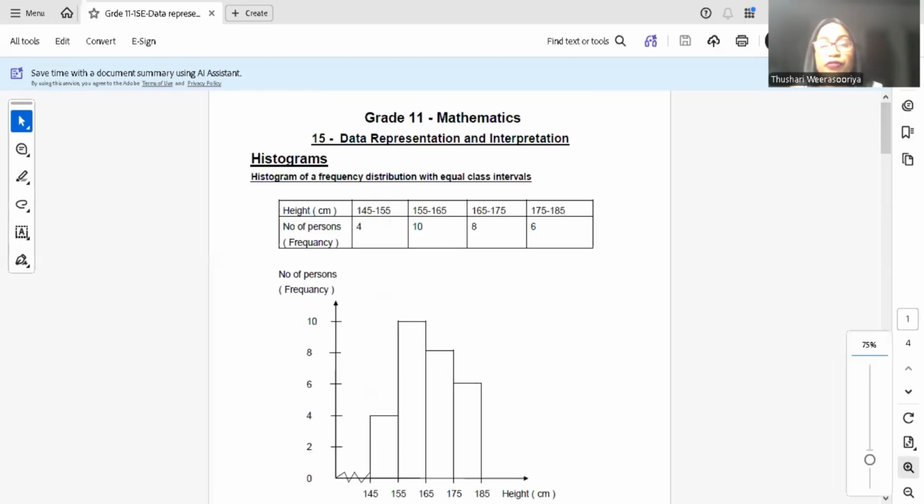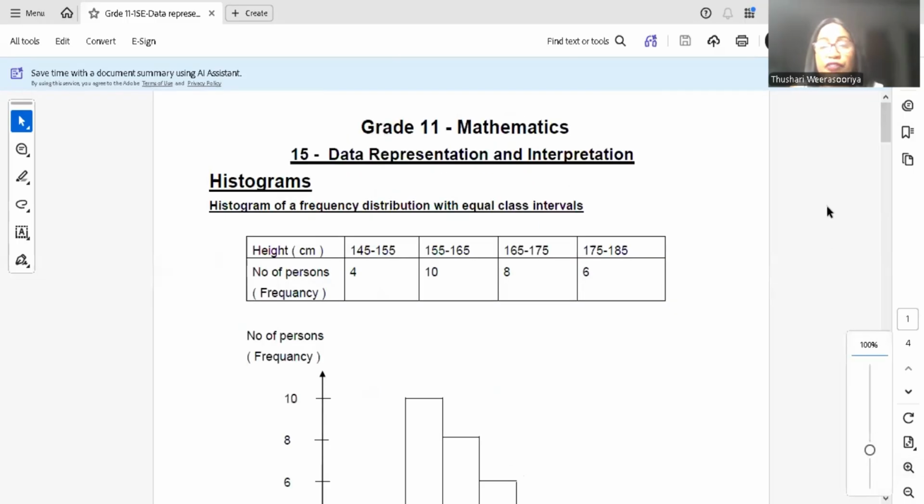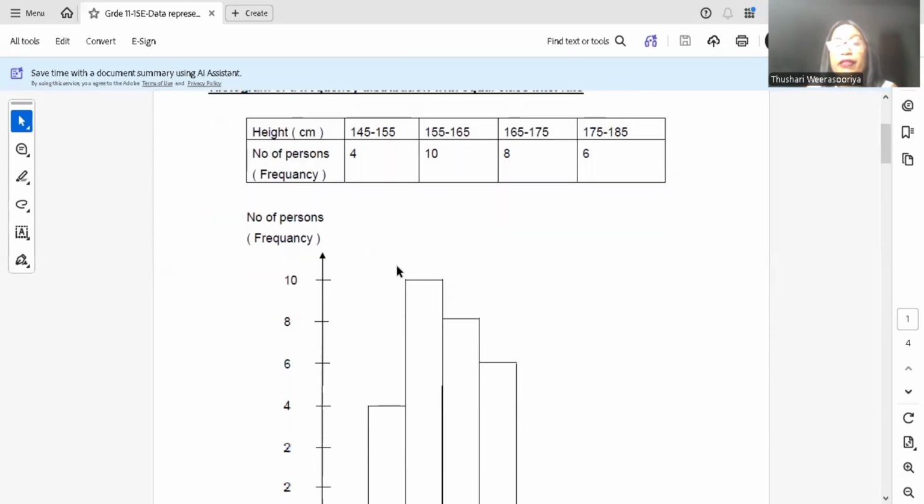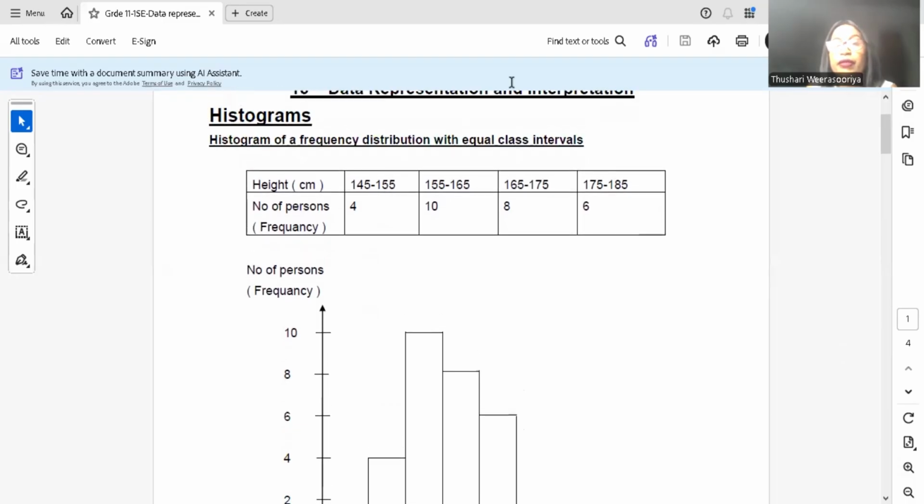Histograms are just like bar charts, but the difference is that in bar graphs, you get a gap between the bars. Now look at this. When you drew bar graphs in the small grades, can you remember? There is a gap here. But in a histogram, you can't have a gap like this. We have a lot of types of histograms.